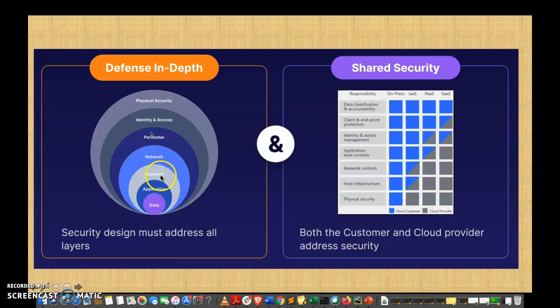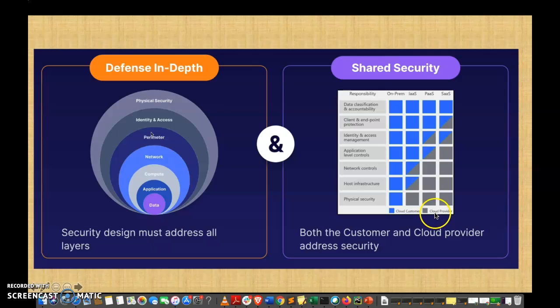customized application, customized compute, well-architected and secure network, perimeter, and then identity, granular access, controls and policies, and then physical security. All of that is important. Security design should address them all. And then shared security is something that you would see in a normal model. So both the customer and the cloud provider address these kinds of securities.